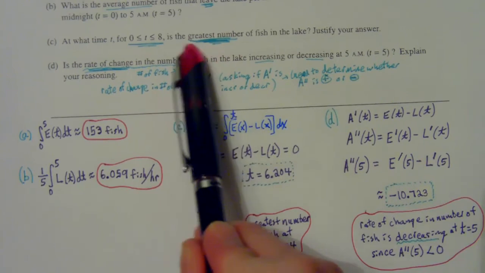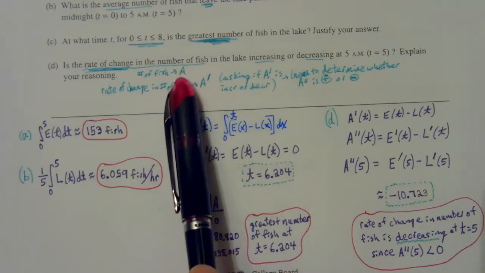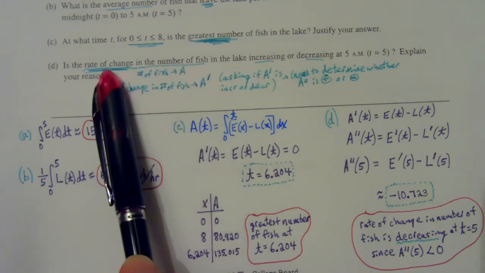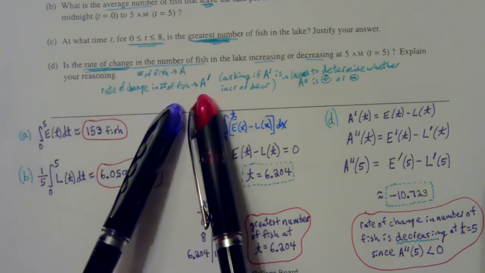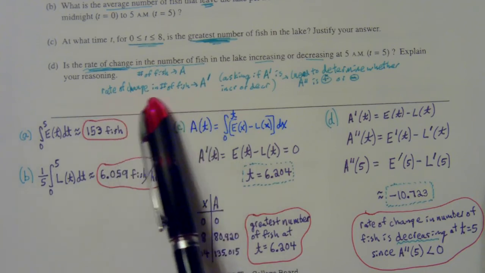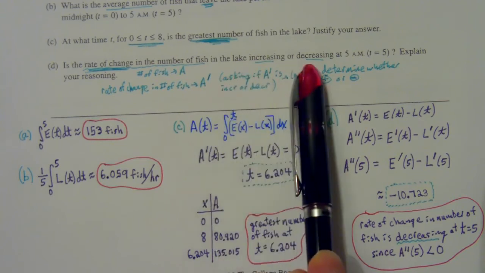So the number of fish, that's this A equation. The total number of fish is A. And the rate of change of that number of fish, rate of change we know is a derivative, so the rate of change of that is going to be A prime. And then they're asking us to figure out whether that rate, whether that A prime, is increasing or decreasing.